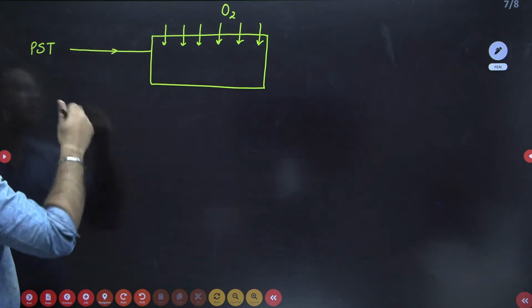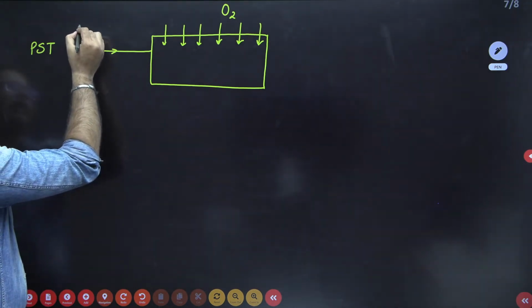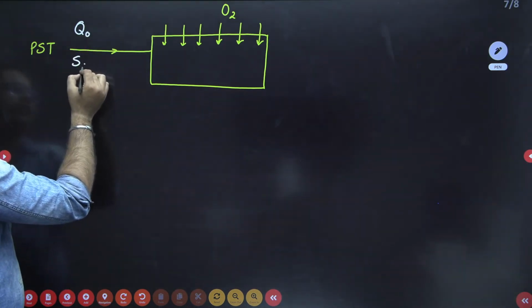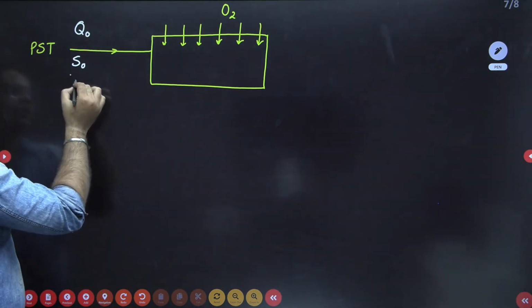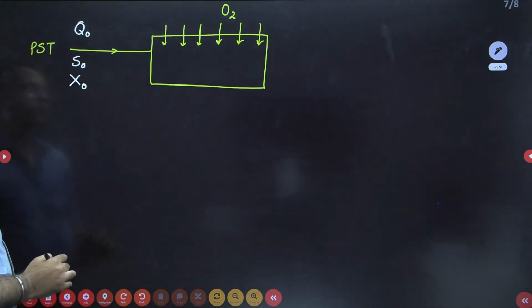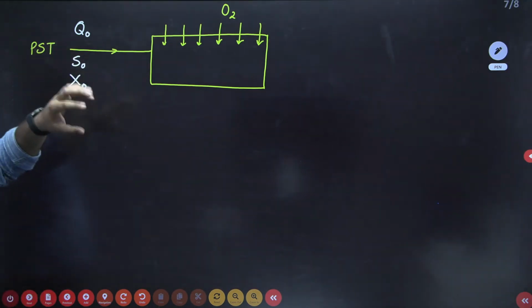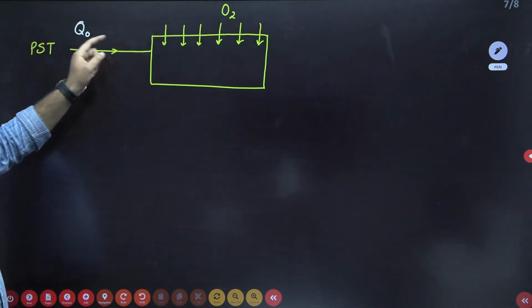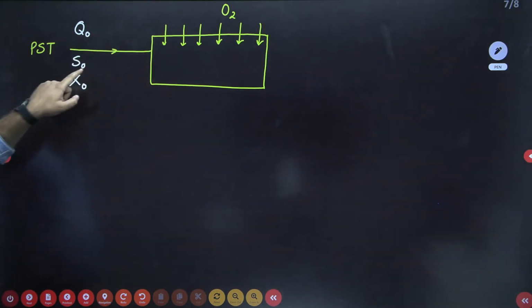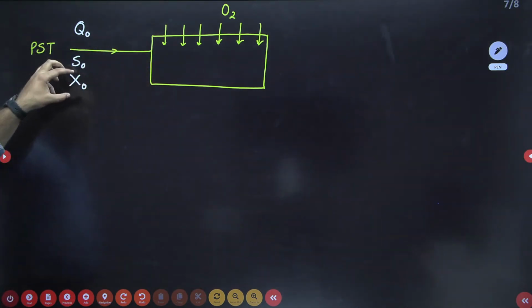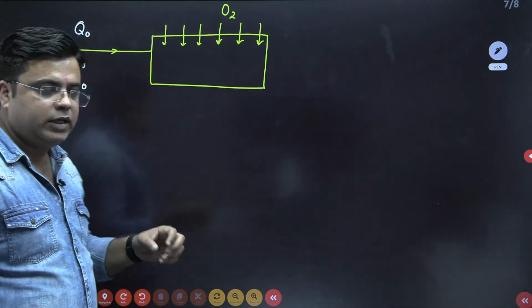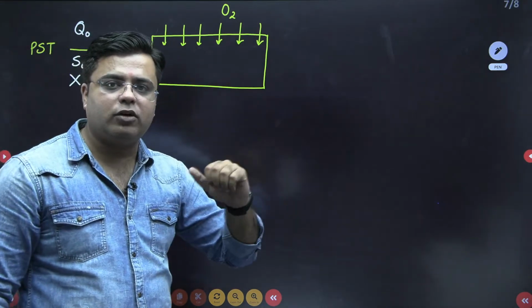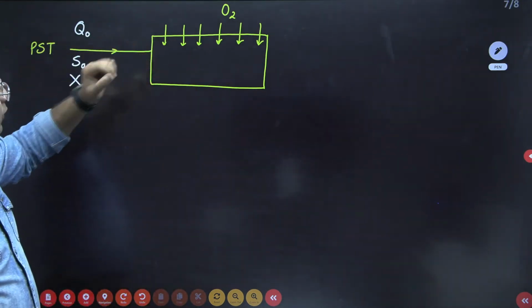The wastewater which is coming from the primary sedimentation tank has discharge of Q0, has BOD of S0, has biomass concentration of X0. What is Q0? Q0 is the discharge of wastewater. S0 is the BOD of wastewater entering into the aeration tank, and X0 is the MLSS concentration or the biomass entering into the aeration tank. This X0 is nothing but the number of microorganisms which are coming along with the wastewater.